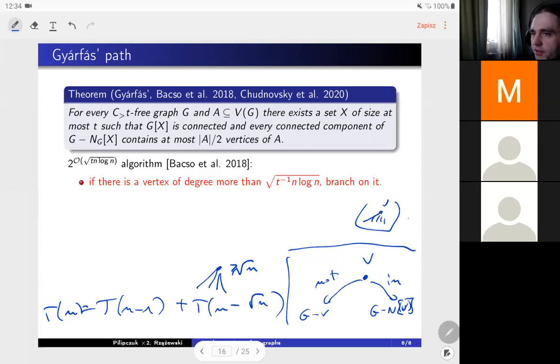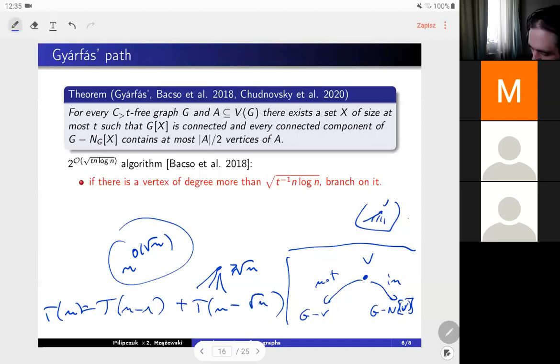Okay, because you delete the entire neighborhood, and this recursion solves to something like n to the order of root n. Yeah, this recursion solves something like that. There's some balancing out with this log and whatever here, but this is the intuition. If there's a vertex of degree more than root n, then branching on it gives a recursion which has sub-exponential running time in the end.